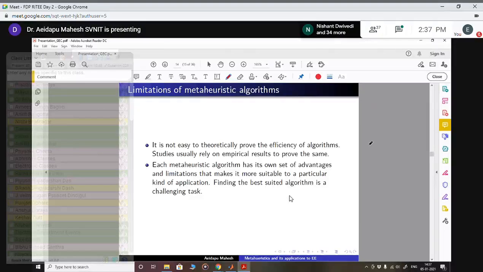There is randomness included in these algorithms. Once you have randomness, you cannot guarantee that the solution you are going to get is going to be the minimum. So the efficiency cannot be proven. Studies usually rely on empirical results to prove it. So in order to prove the efficiency, we rely on empirical results. Empirical results means experimental results.